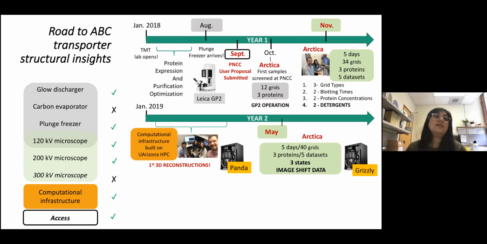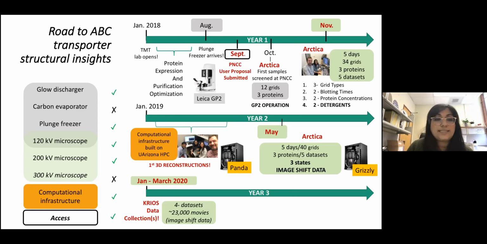PNCC's Krioses, which between January to March, we were able to collect 4 data sets on 2 proteins in 2 different states using image shift data collection. And we left with about 23,000 movies. And this was done remotely.